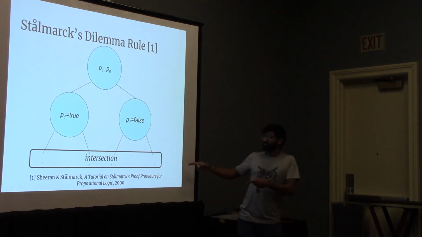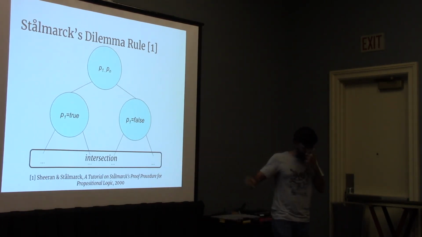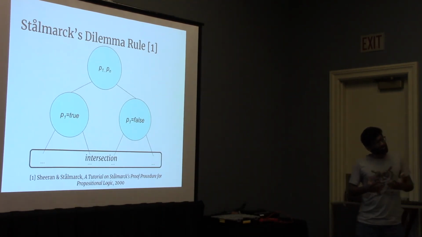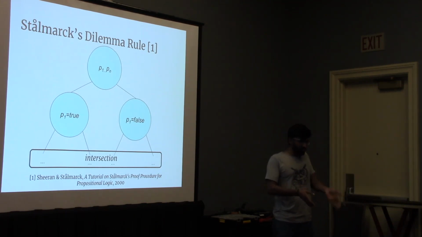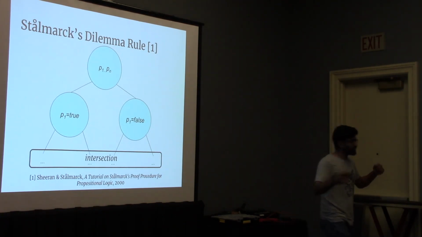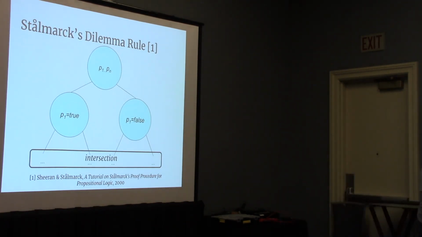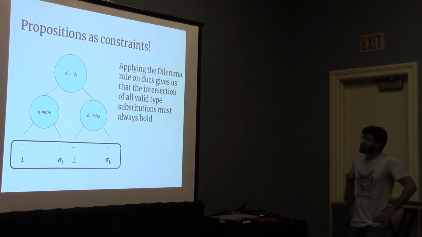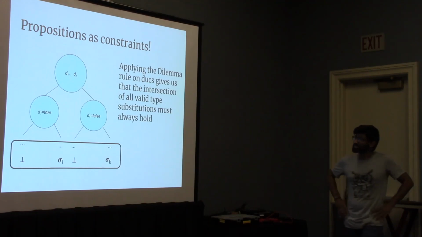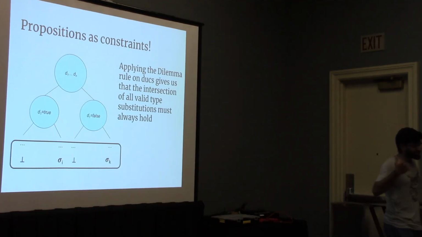So the dilemma rule says that you can take the intersection of all the values in the leaves and they would always hold. Intuitively, all this is saying is that if you assume that a proposition is both true and false, whatever holds in both cases must hold regardless of the actual value of the proposition. So how does this matter? Oh, the title of this slide should actually be Constraints as Propositions, but I'd rather do terrible puns than actual science.